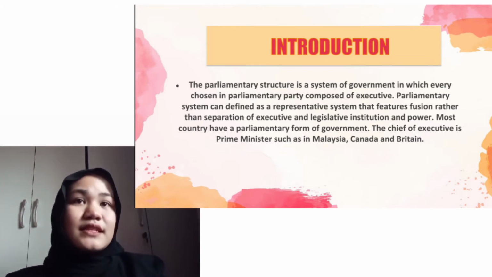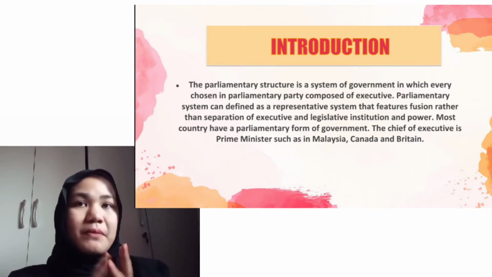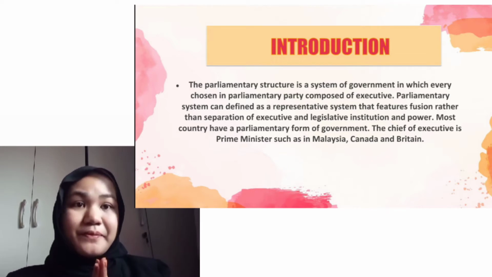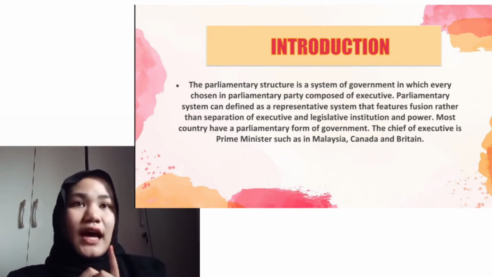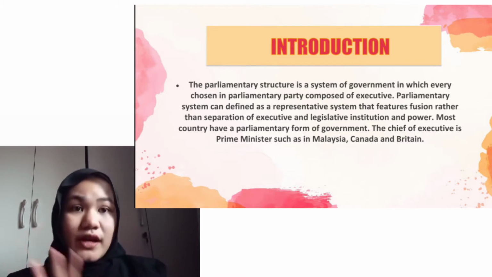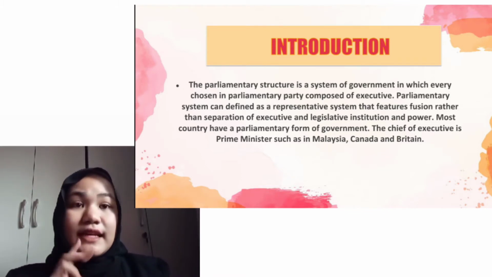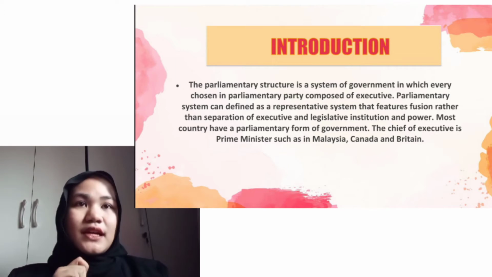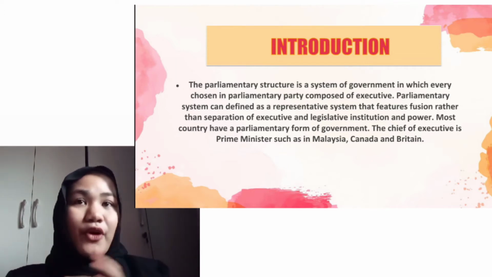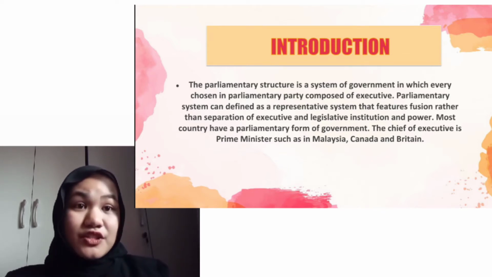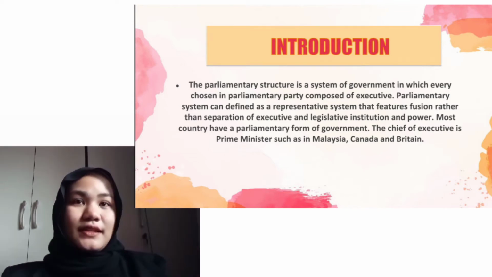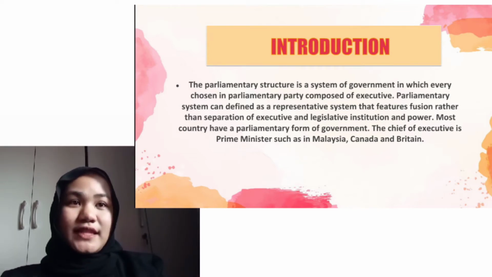A bicameral system with two chambers, a parliament of two houses, may constitute the parliamentary system. The first house is the lower house, which is elected. However, the second chamber is an upper house or senate that can be appointed or elected by various mechanisms under the federal constitution of Malaysia. Yang di-Pertuan Agong is the head of state and also the king in Malaysia.